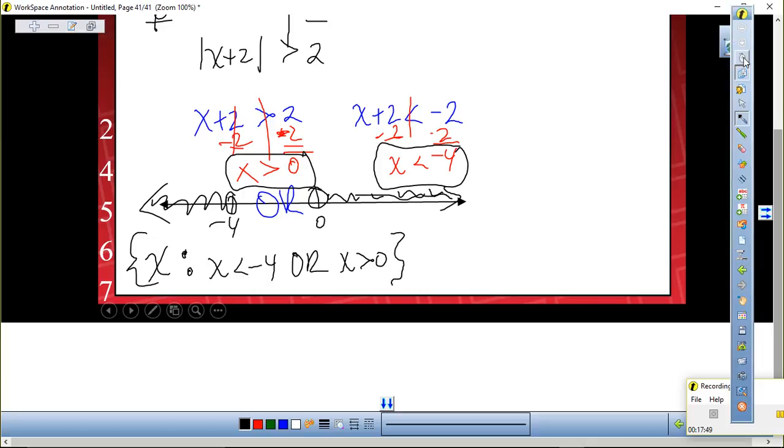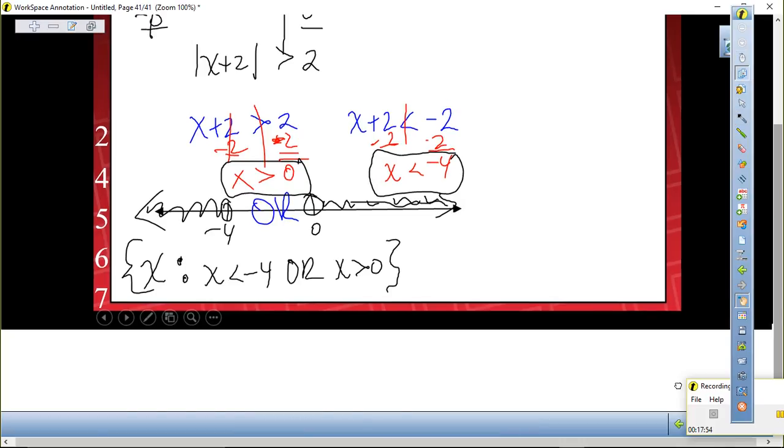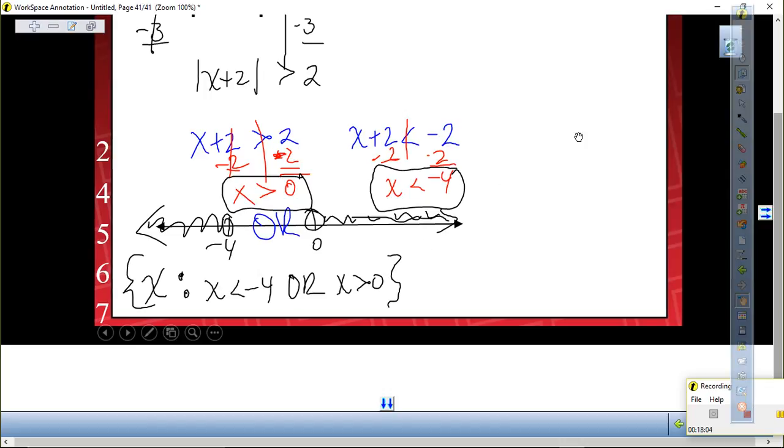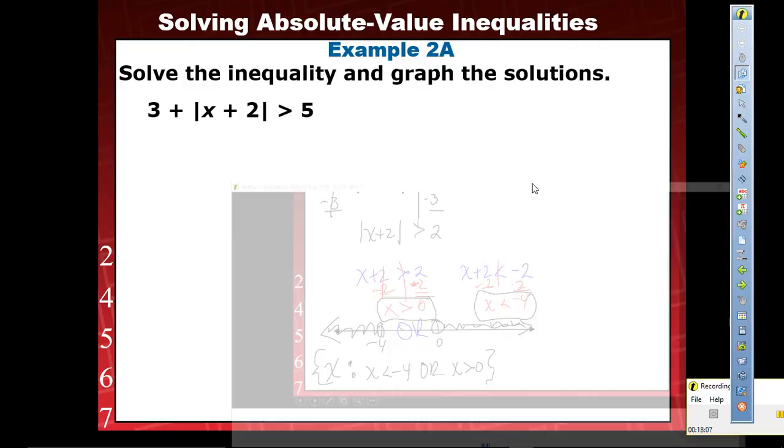One more of these. Copy this one. Is everybody following so far? So good? Yeah? Where is negative 0? All right, copy this one.